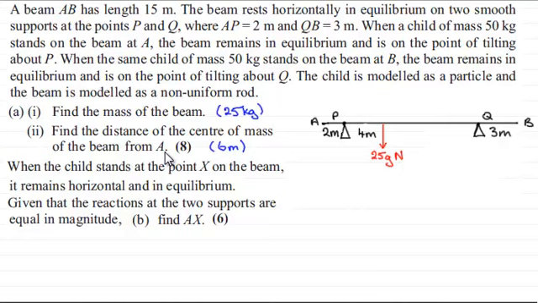So what I've done is I've now put on the weight of the beam, 25g newtons, acting a distance of 6 meters then from the end A. So we're now told that when the child stands at the point X on the beam, and remember the child had a mass of 50 kilograms, it remains horizontal and in equilibrium. And given that the reactions at the two supports are equal in magnitude, we've got to find out the distance AX for 6 marks.